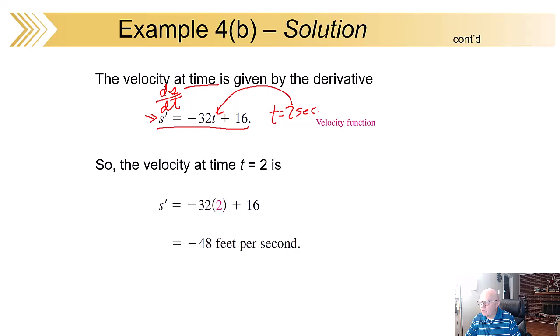Negative 48 feet per second. The negative means he was going downward, obviously. And 48 feet per second. Pretty fast.